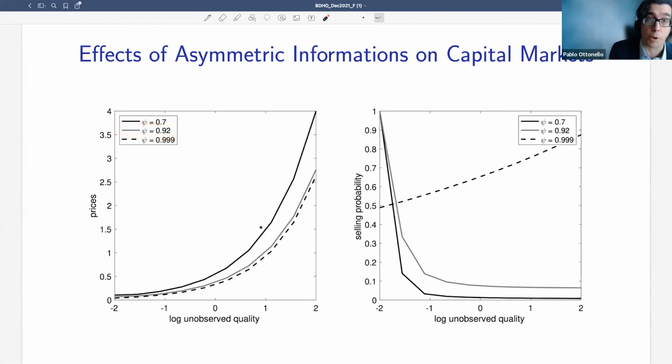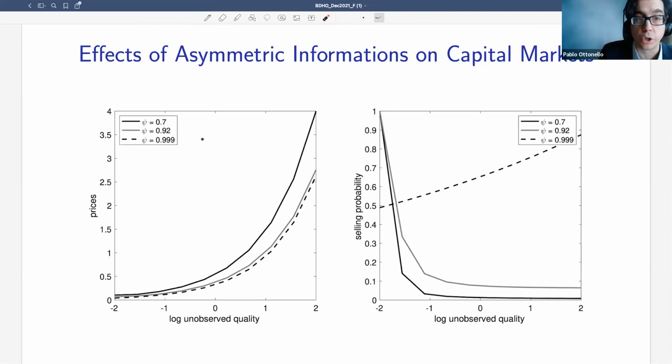So what you see in the policy functions that we're plotting here is that there is this upward sloping relationship between the unobserved component of capital and the listed price. And there is this downward sloping relationship between the log of unobserved quality and its price. All right, now how does asymmetric information affect this relationship? You see that the worse the asymmetric information is, the steeper this line becomes. So the more sellers of high capital quality need to separate themselves by listing high prices, and the lower is the probability associated for them to sell.